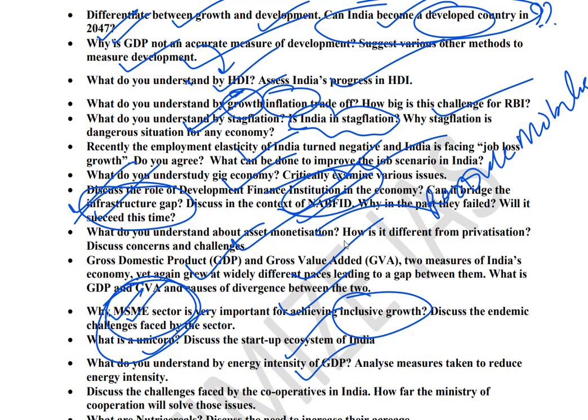Analyze various measures to reduce energy intensity, because energy intensity is not just related to energy security, it is also related to environment sustainability. Because if your energy intensity is high, this means you are producing a lot of greenhouse gases. So how to reduce this energy intensity is a very big concern, not just for the energy security but also for the environment sustainability.